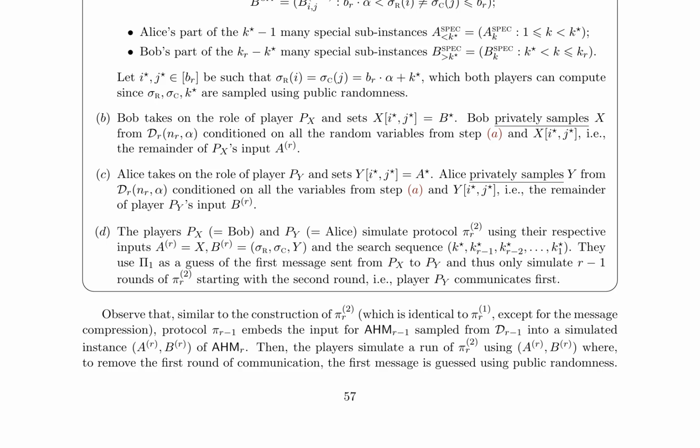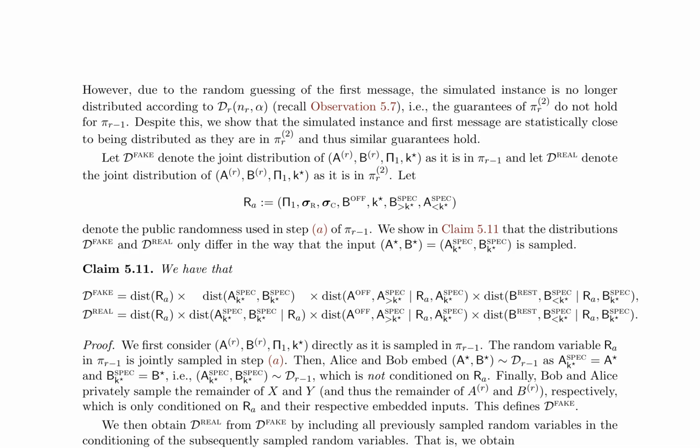The R1 round protocol pi R1 for AHMR1 is constructed by embedding the input for AHMR1 into a simulated instance of AHMR. The players simulate a run of pi 2 r using the simulated instance, where the first message is guessed using public randomness. However, this random guessing of the first message means that the simulated instance is no longer distributed according to Dr. NR, alpha, and the guarantees of pi 2, r do not hold for pi r1. Despite this, it is shown that the simulated instance and first message are statistically close to being distributed as they are in pi 2, R, and similar guarantees hold.